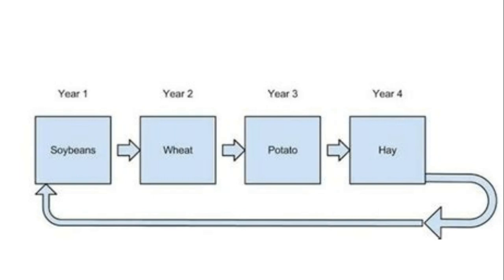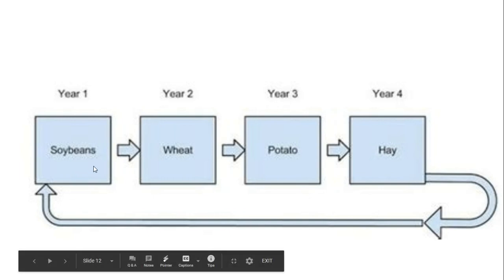This is an example of how a lot of large-scale farms do their crop rotation. So you can see year 1, they're growing soybeans. Year 2, they're growing wheat. Year 3, they're growing potato. Year 4, that field will be sown in grass and they'll grow hay. And then they start back over.